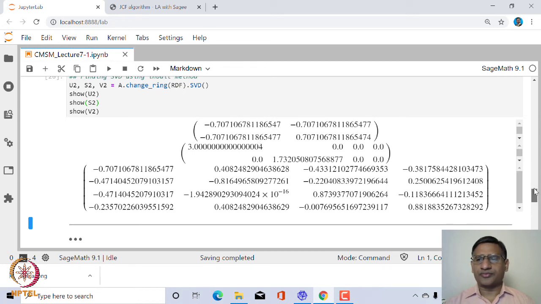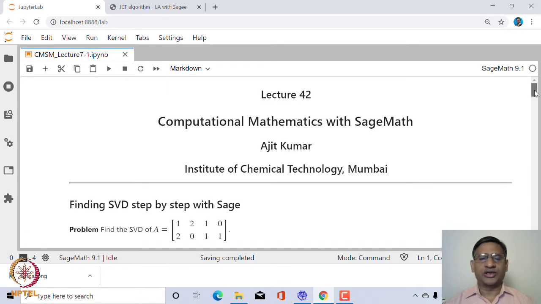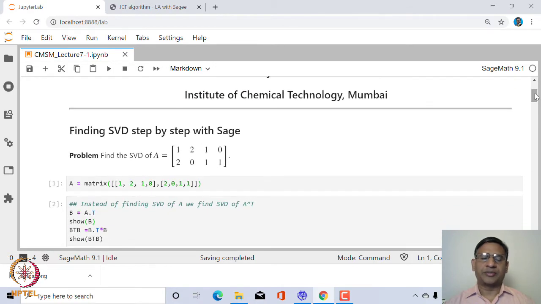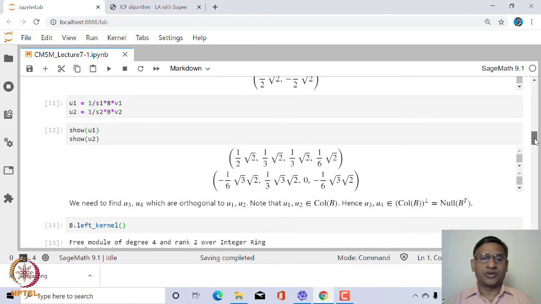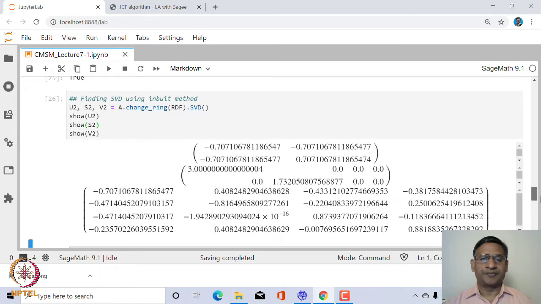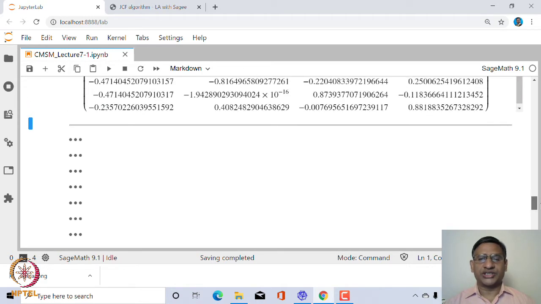So this is how you can find the singular value decomposition of a matrix step by step, but of course you will be able to do this mostly when you have very small matrices. If it is a very big matrix, doing this computation manually will be quite challenging, right. So of course, using Sage you can always execute this, right.